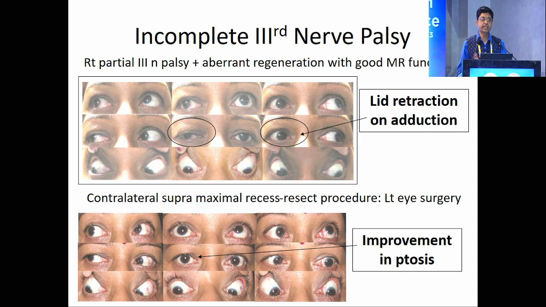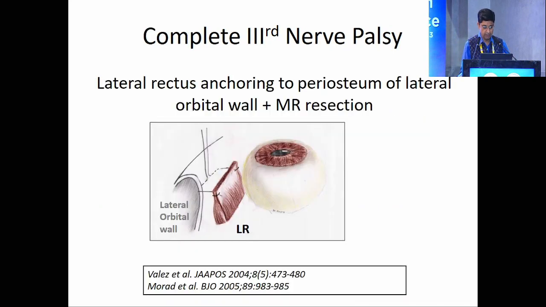Remember, when you're operating on the other eye, you need to do as much surgery in the normal eye as you would have planned for the affected eye, because the muscles are abnormal, and you need an additional innervation to get that alignment. So in incomplete third nerve palsies, you have these options available for you.